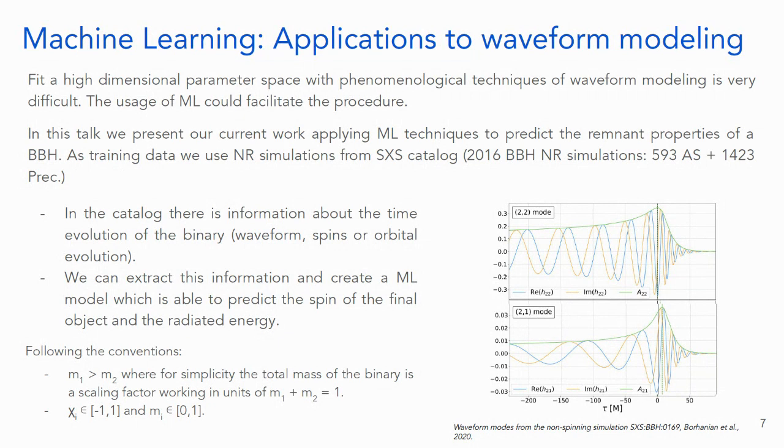We pick all this information in order to build our data set, and we will try to predict the final spin of the binary black holes and the radiated energy. We use LAL for creating this data set. We follow the LAL convention.